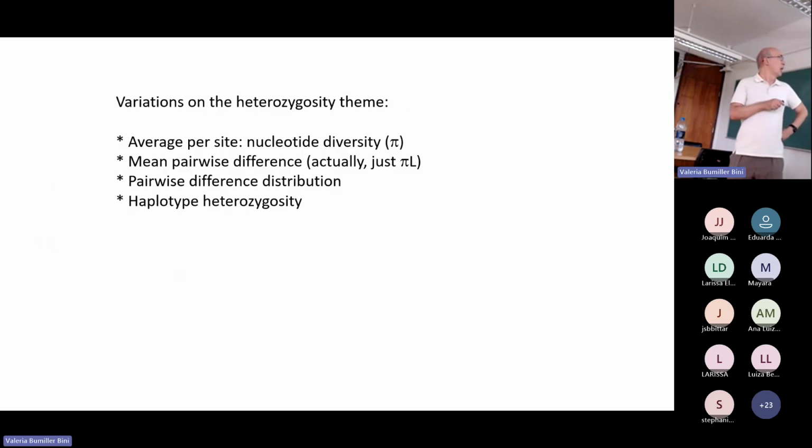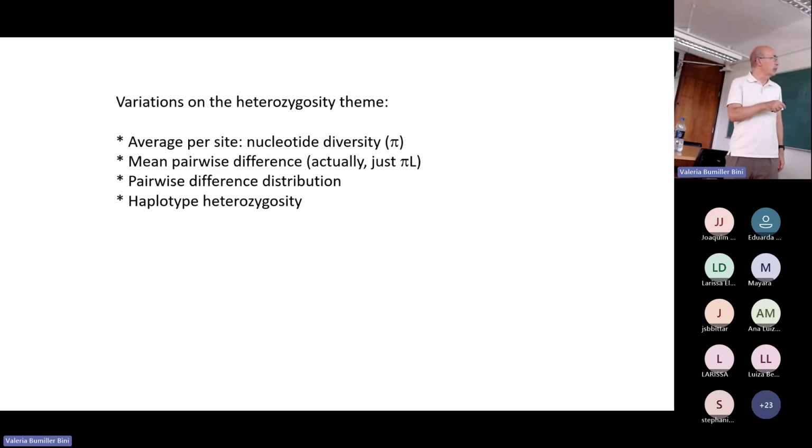So we have the different variations of the heterozygosity measure. We can average heterozygosity per site, and this is the nucleotide diversity. This just means we measure heterozygosity at a given base pair, go to the next one, do the same, then average. And of course, 99.9% of the sites will be monomorphic in any given population, so this will be a rather small value.